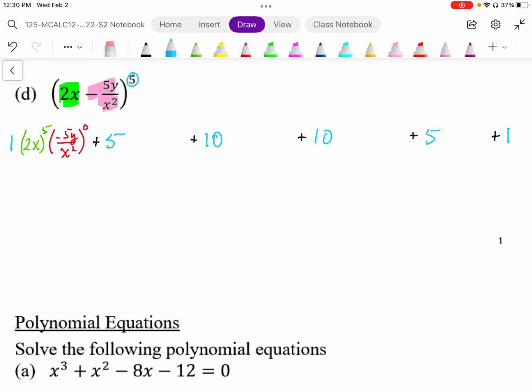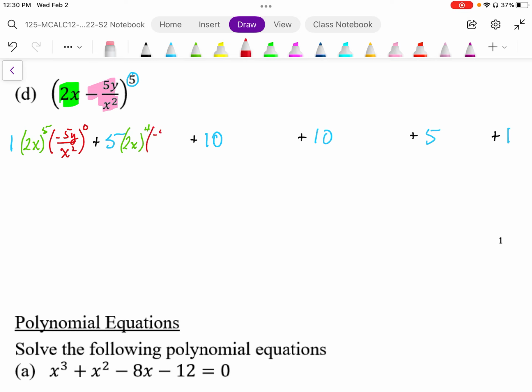So this is more complicated, but as long as we understand that the 2x represents the first part, so I have 2x to the power 5, and then the negative 5y over x squared represents the second part, and that's to the power 0. And then at this point, we just follow the pattern. It's a decreasing power pattern on the first part. So this is power 4, goes power 3, etc.